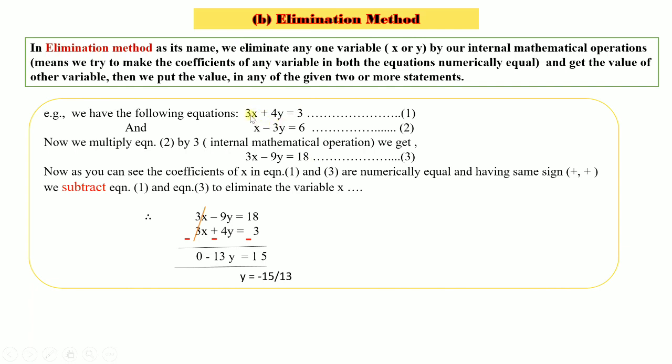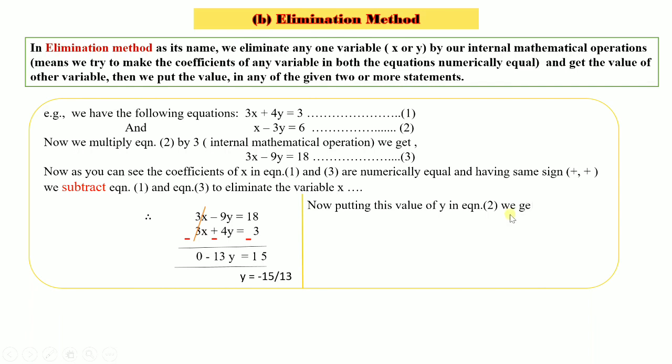Now as we can see, here we have 3x plus 4y is equal to 3, here we have 3x minus 9y is equal to 18, and the second one is x minus 3y is equal to 6. So this looks a little simple. We will have less calculation if we put the value in this particular equation. So we do the same. Now put y equals minus 15 upon 13, that is the value of y, in equation number 2.